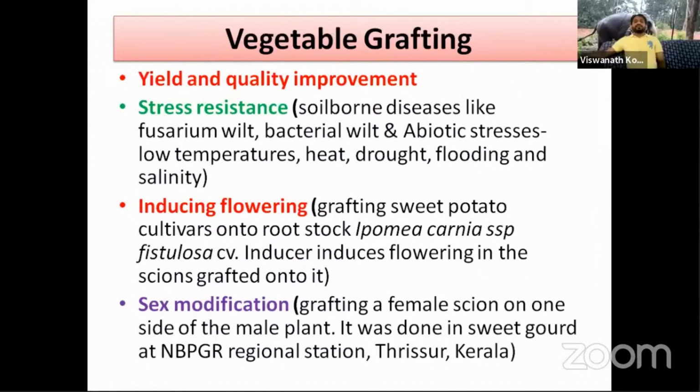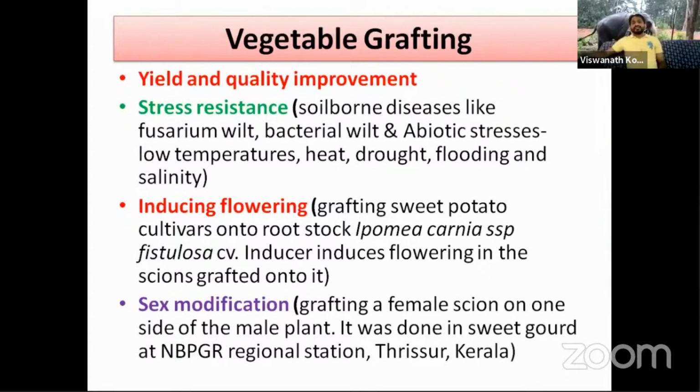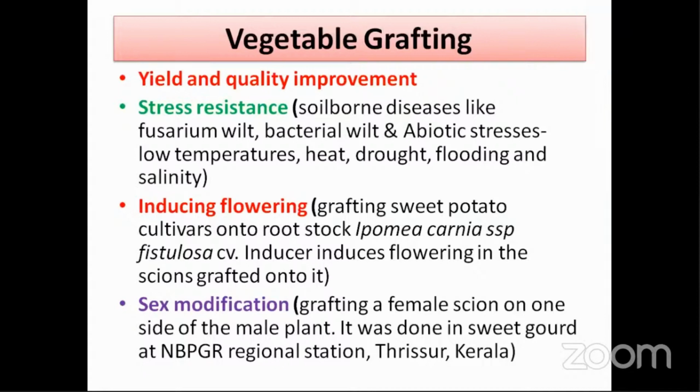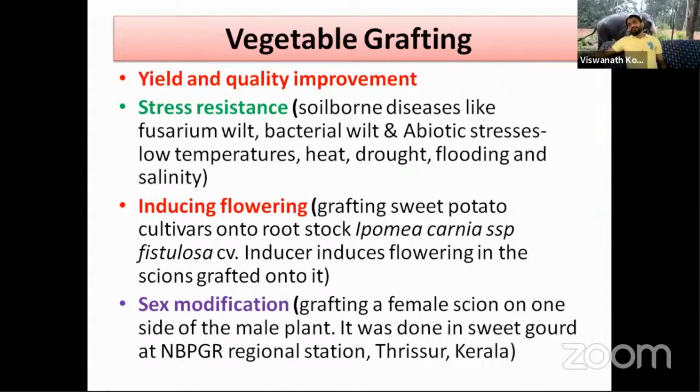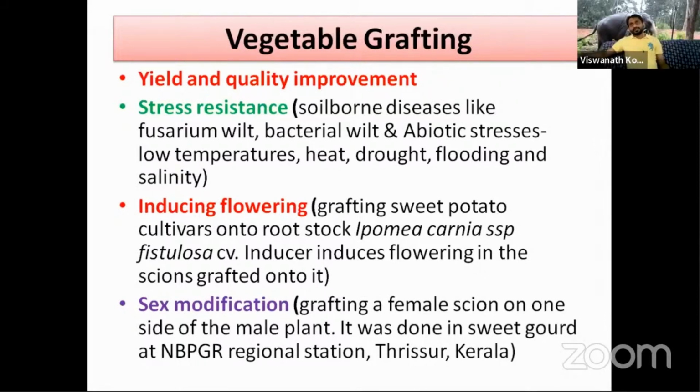At the same time, grafting is also useful against abiotic stresses like low temperature, heat, drought, and flooding. Actually it's these three: drought, flooding, and salinity, which occur in the soil, isn't it? All these three conditions are related to the soil condition. So when the rootstock is tolerant to these conditions, you can graft the susceptible scion onto the tolerant rootstock, and you can get good higher yields without the problem of the stress.